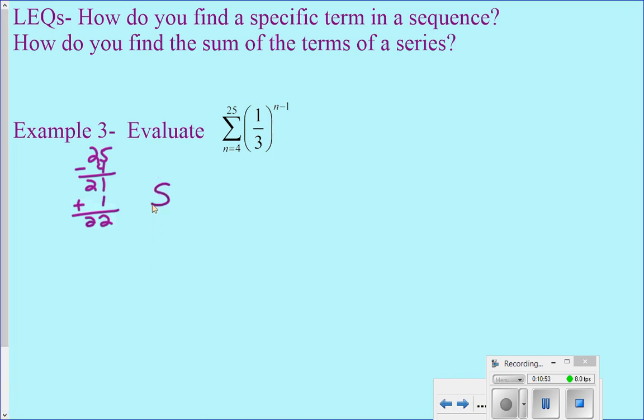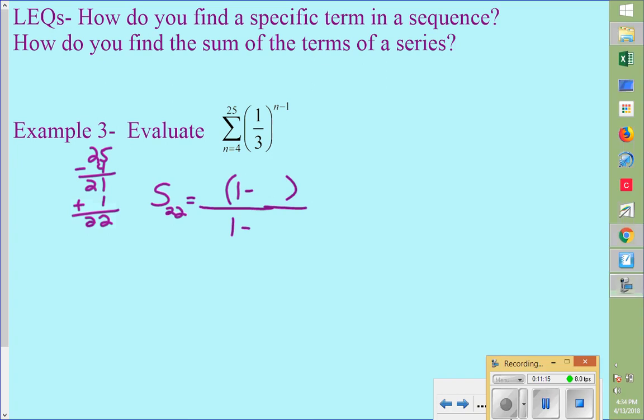So S sub 22 is equal to a sub 1, which we're going to figure out, times 1 minus r to the nth over 1 minus r. So let's take a moment and figure out what the first term is so that we can substitute that in front of the 1 minus r to the nth. Okay, so let's substitute the lower index in for n into the equation so that we can figure out what the first term is.